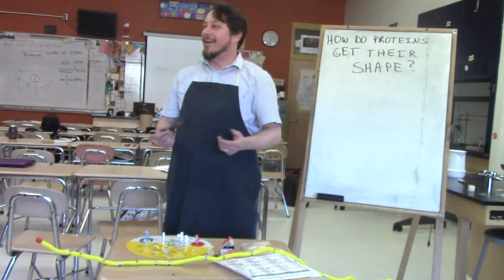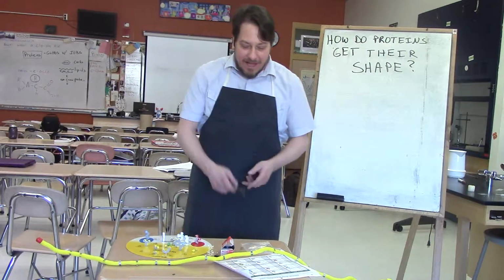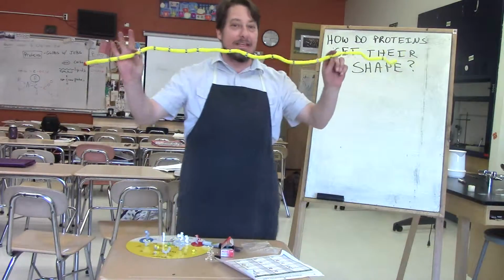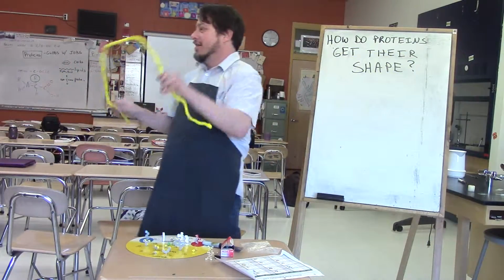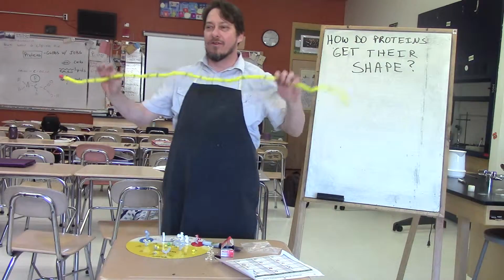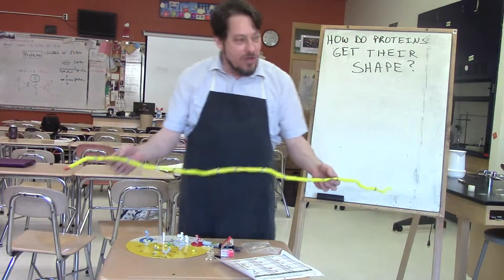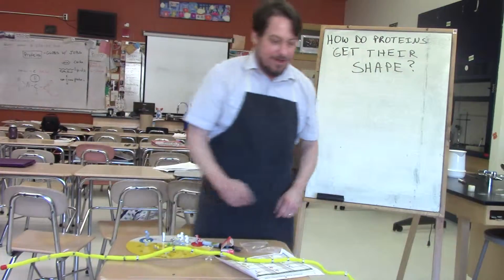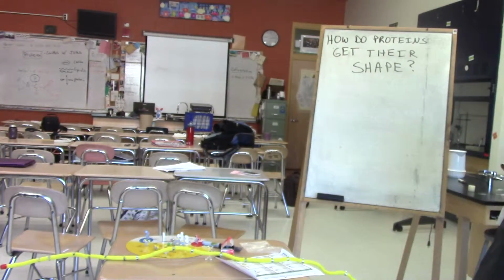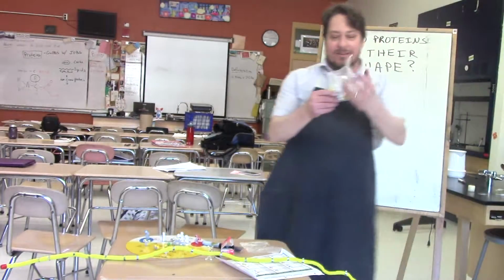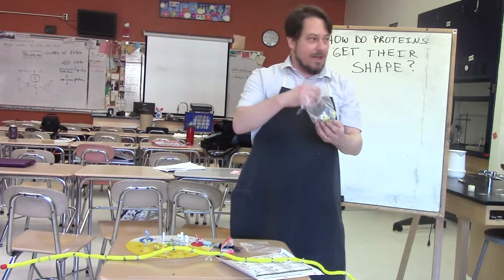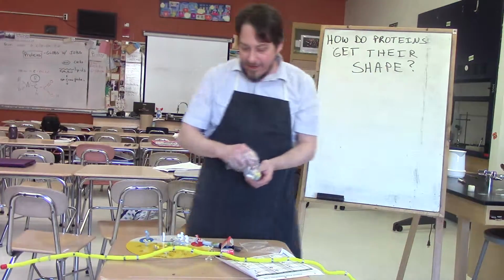Today we're going to learn how proteins get their shape, and we are going to use these to simulate proteins. Notice how they're very flexible and they can make a variety of different shapes. That is exactly what we're going to do. You have one other thing in front of you, which is this bag of amino acids. That's what these are. The clips are to stick the amino acids to.